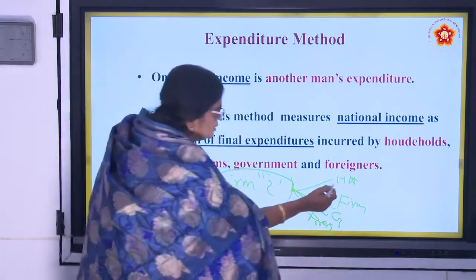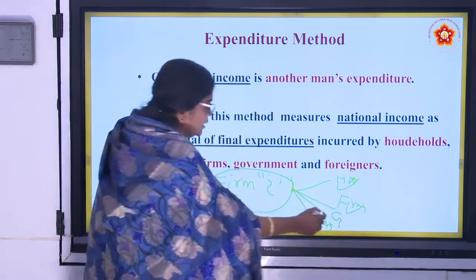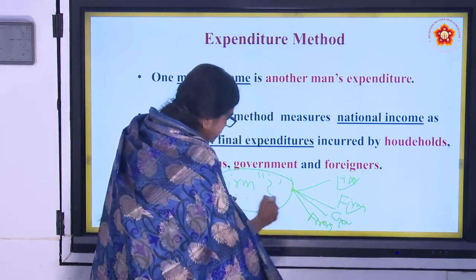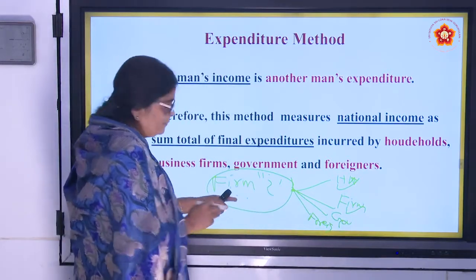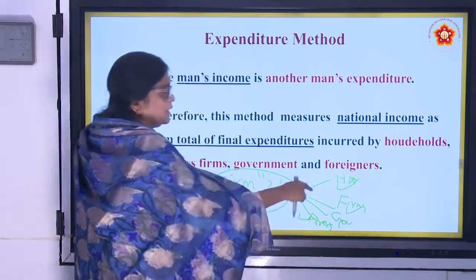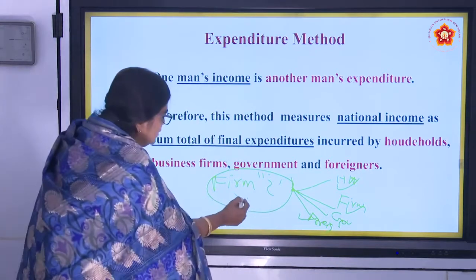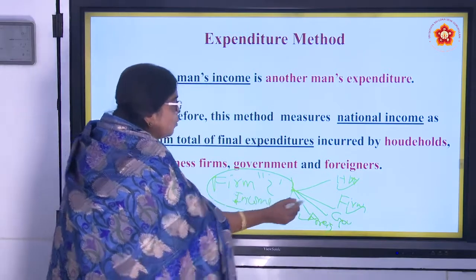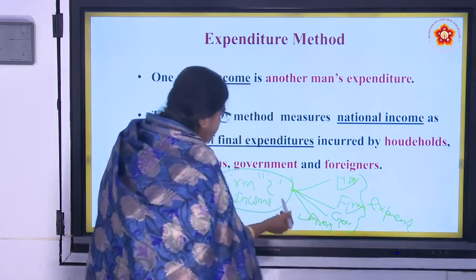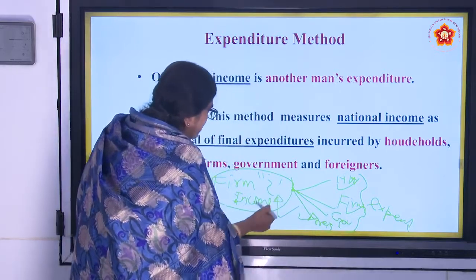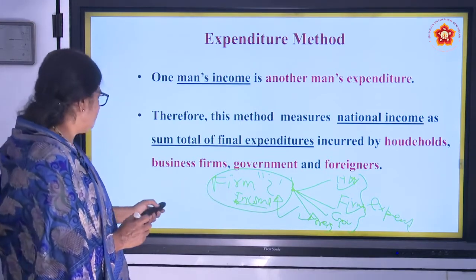Whatever households spend on the goods of firm I, and firms spend on the goods of firm I, and government spends on the goods produced by firm I, and the foreign countries, we are exporting some items there. All the expenditures will be earned by this firm I as income. All the expenditures of these four sectors will be taken back into this firm as income of the firm. That is what we call revenue. I will explain later.